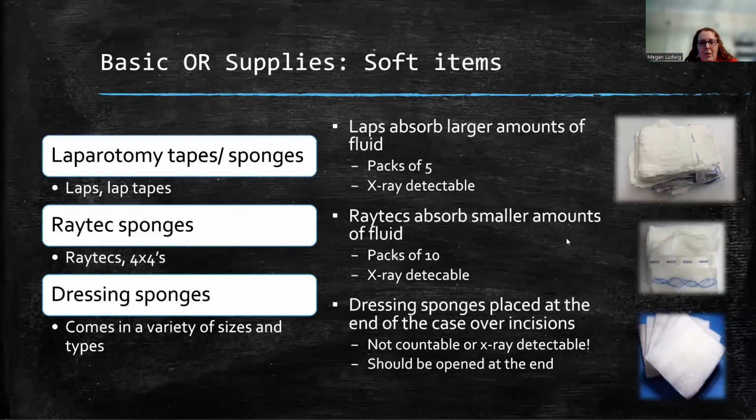They absorb smaller amounts of fluid. They are smaller and much thinner than the laparotomy tapes, but they are also X-ray detectable. They've got that blue strip, but these come in packs of 10 as opposed to 5. Packs of 10.